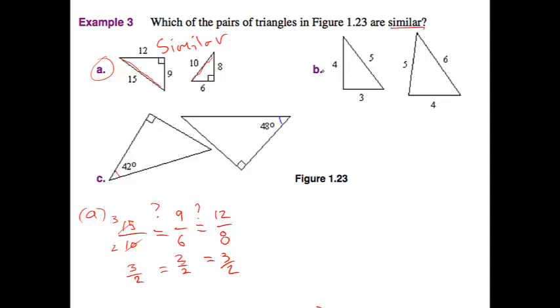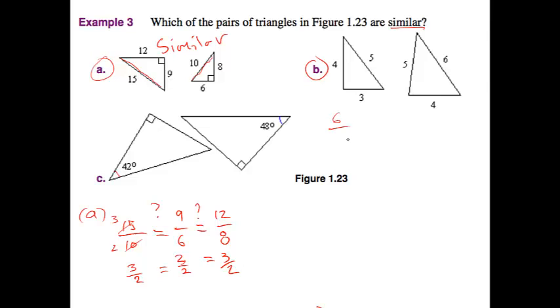Looking at the next figure now, B, it's almost hard to tell which sides correspond because these don't look like the same shape at all. So I'm guessing these are not similar. But we're going to check the ratios just to be sure. I can tell 6 is the longest side, so that corresponds to the longest side over here, 5.